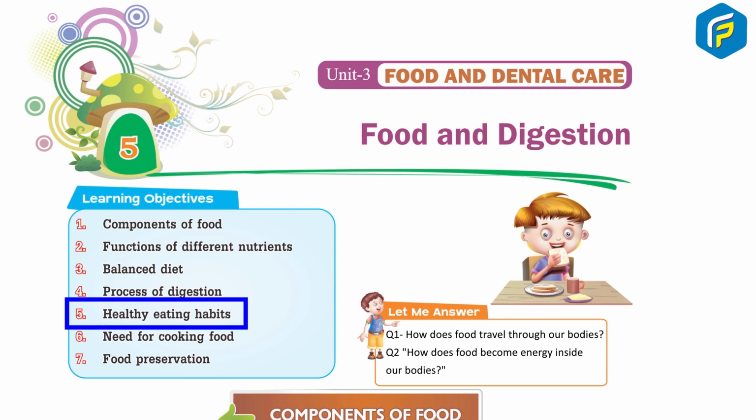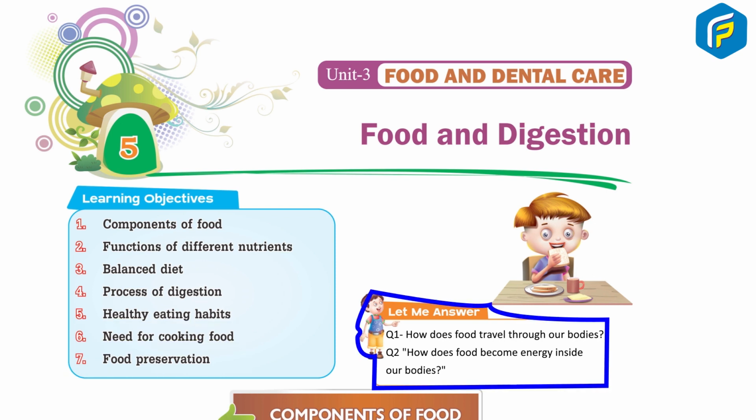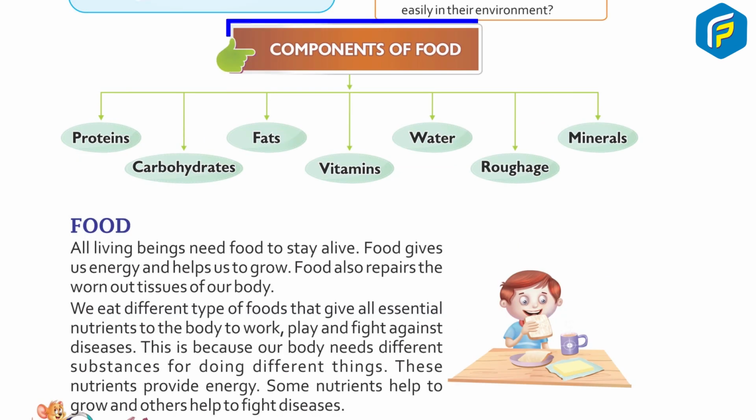5. Healthy eating habits. 6. Need for cooking food. 7. Food preservation. Let me answer: How does food travel through our bodies? How does food become energy inside our bodies? Components of food: protein, carbohydrates, fats, vitamins, water, roughage, minerals.